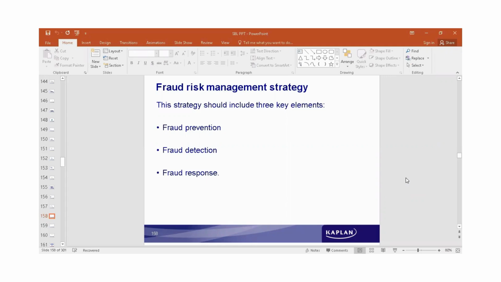Fraud risk management. Okay. So what is fraud? What is error? Anyone? Would you like to share your view about what it means as fraud, and how do we differentiate between fraud and error?